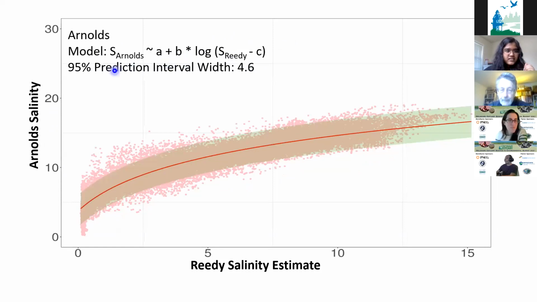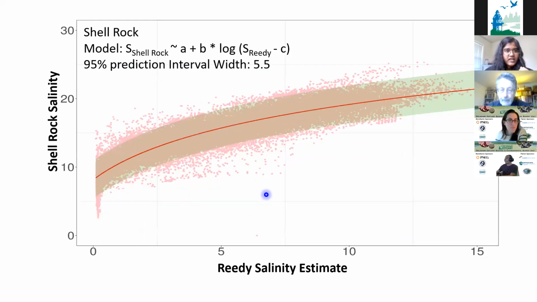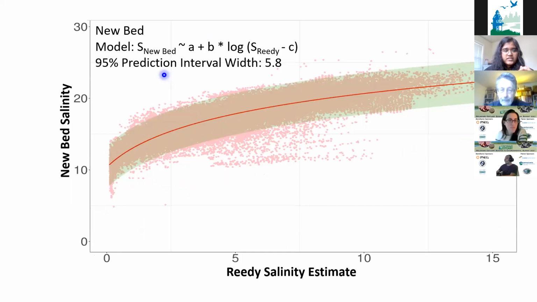For Arnold, we have a similar kind of model, and the 95% prediction interval width is 4.6. For Cohansey, the 95% prediction interval width is 5.1, and we have some outliers right now. And for Shell Rock, the 95% prediction interval width is 5.5. And for New Bed, the 95% prediction interval width is 5.8.